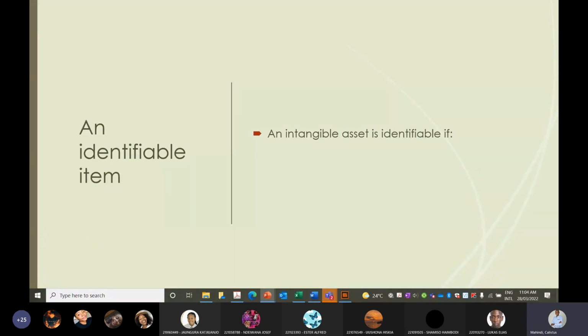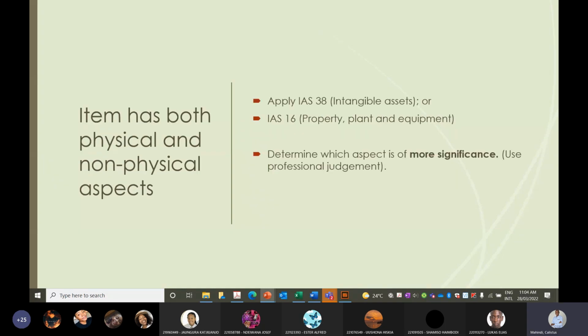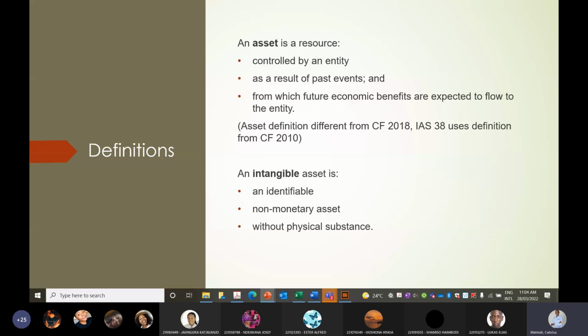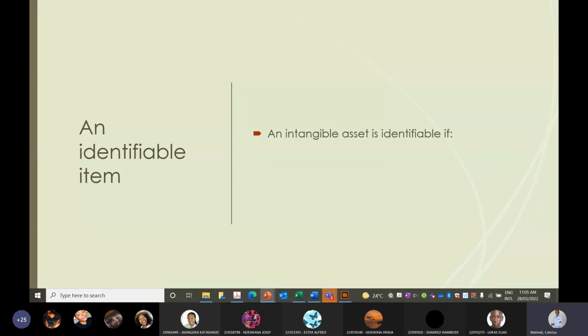Now let us go back to the definition of intangible asset. We had three parts that were relevant. We said an intangible asset is an identifiable, non-monetary asset without physical substance. Now let us look at these aspects. What does it mean when we talk about identifiability? That's the first part that we're going to look at. What does it mean when we talk about something that is identifiable?